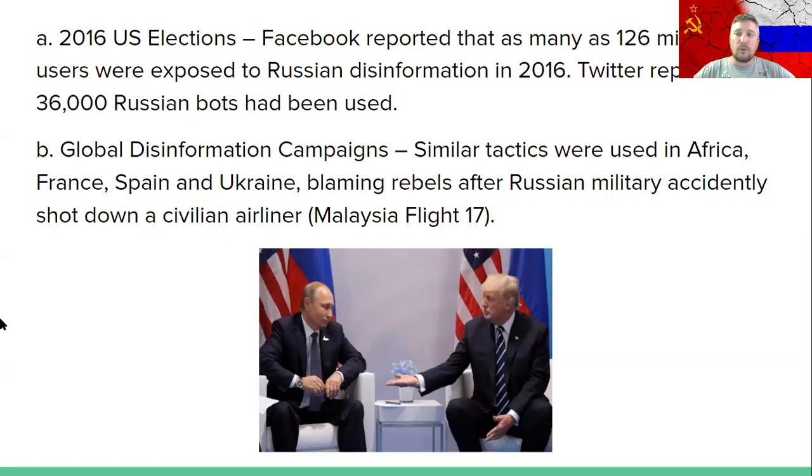But Facebook reported that 126 million users were exposed to Russian disinformation in 2016, the year of our presidential election. 126 million. That's a little under half of every American in this country that was exposed to some kind of story that the Russians had come up with.